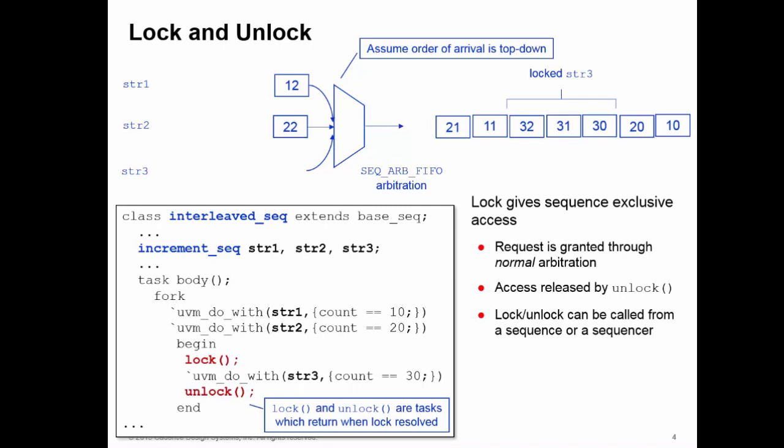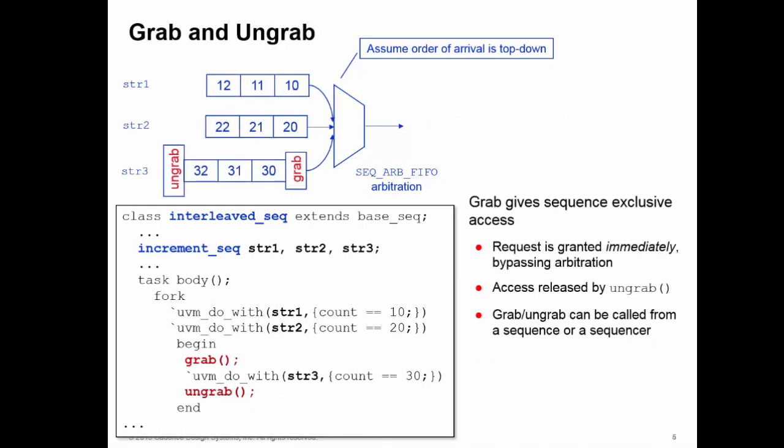Now the lock and unlock, these are tasks, okay, they return once the lock has been resolved, and we use lock and unlock for sequences which once they have been granted through normal arbitration must run exclusively to completion. Now let's contrast that with the grab and the ungrab. So again, the grab and the ungrab are methods which we can execute from a sequence or call off a sequence pointer from a sequencer.